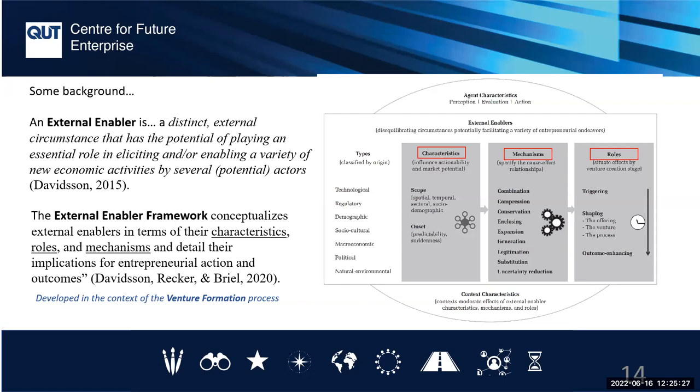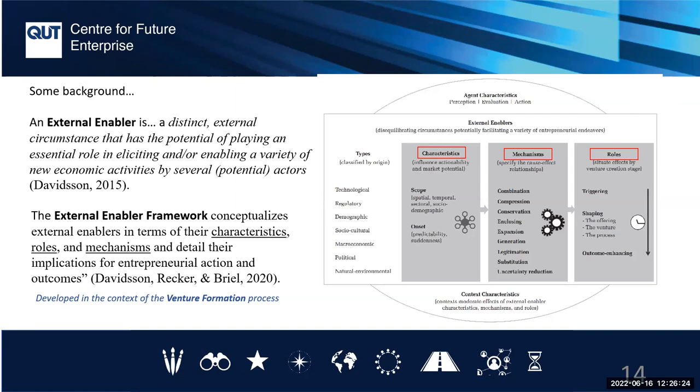Characteristics, we've already talked about scope and onset. The mechanisms there: combination, compression, conservation, and so on. It's the way that the external enabler, in this case robotics, acts on what the company is doing to give the benefit. For example, with robotics, compression is about being able to do things in much shorter time. So that in a given day, instead of making 1,000 objects, maybe they can make 10,000 objects. As a result, they're able to service a bigger customer that perhaps can buy more products, and then has the impact of a role of outcome enhancing. So let's just illustrate the kind of link through there. I'll talk a bit more about that.